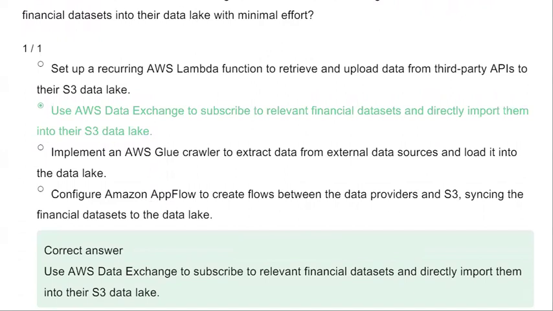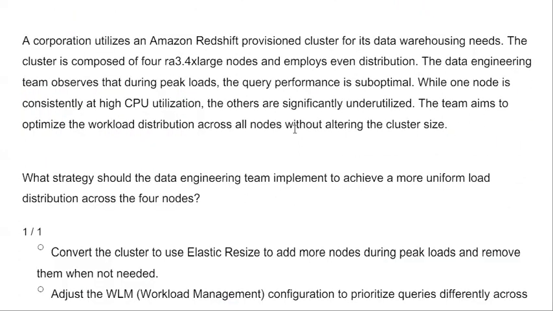So now we just move on to the next question. This is one more question on Redshift. We have a Redshift cluster and we have 4 nodes in our cluster. The data is distributed evenly. So what strategy would you implement to distribute your load across 4 nodes? Across 4 nodes, what strategy do you use?